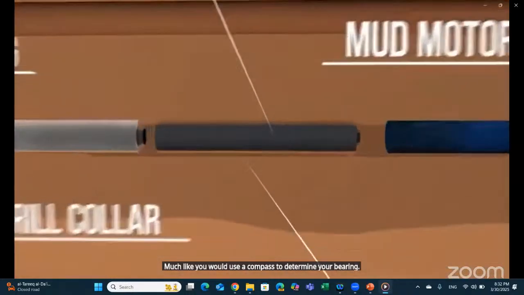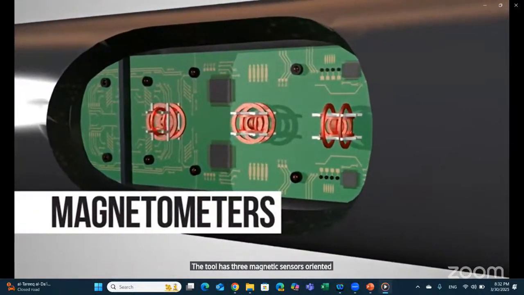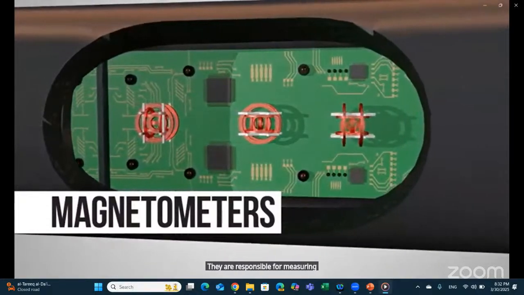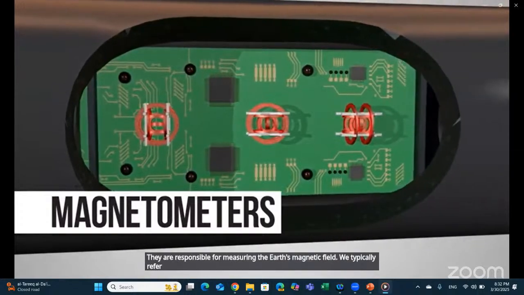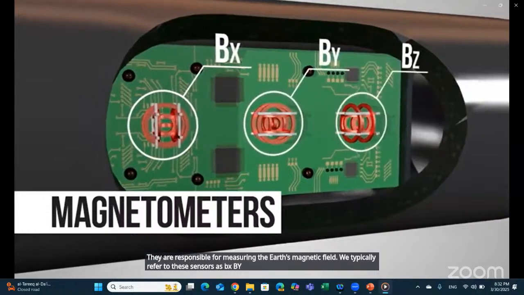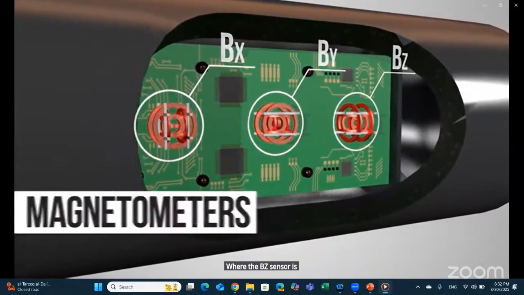The tool has three magnetic sensors oriented 90 degrees from each other. They are responsible for measuring the Earth's magnetic field. We typically refer to these sensors as BX, BY, and BZ, where the BZ sensor is the long hole sensor.